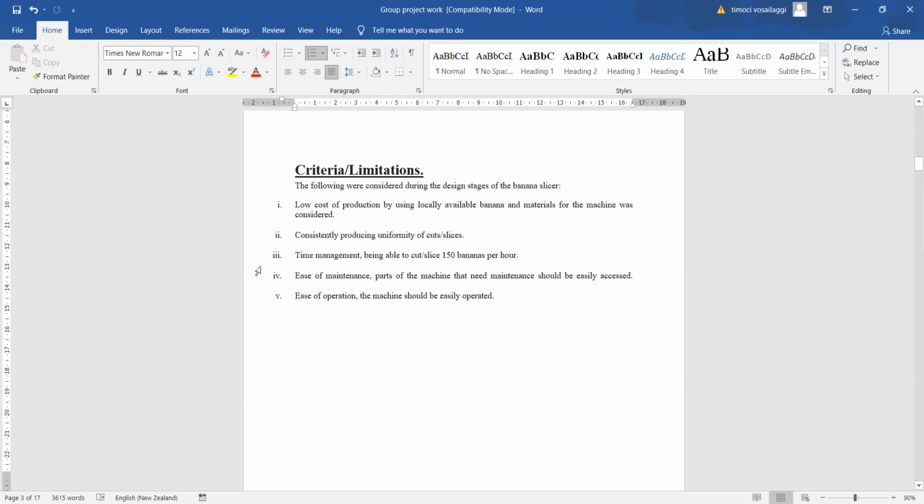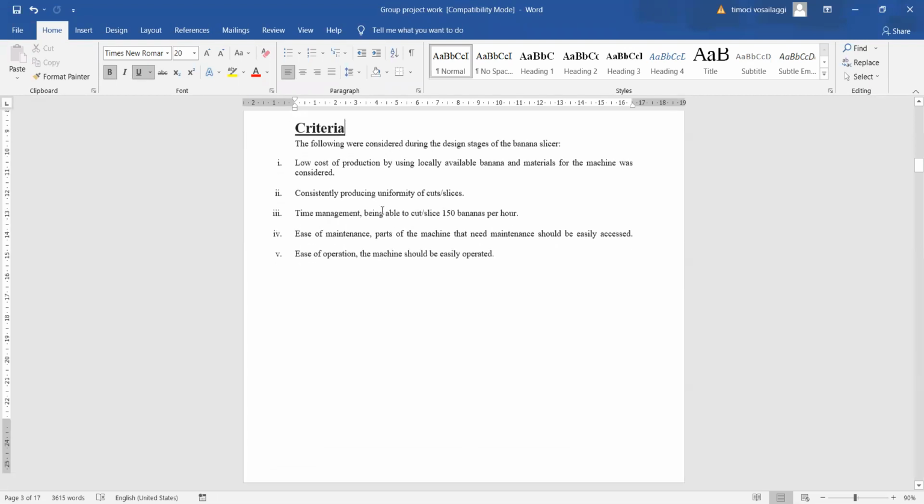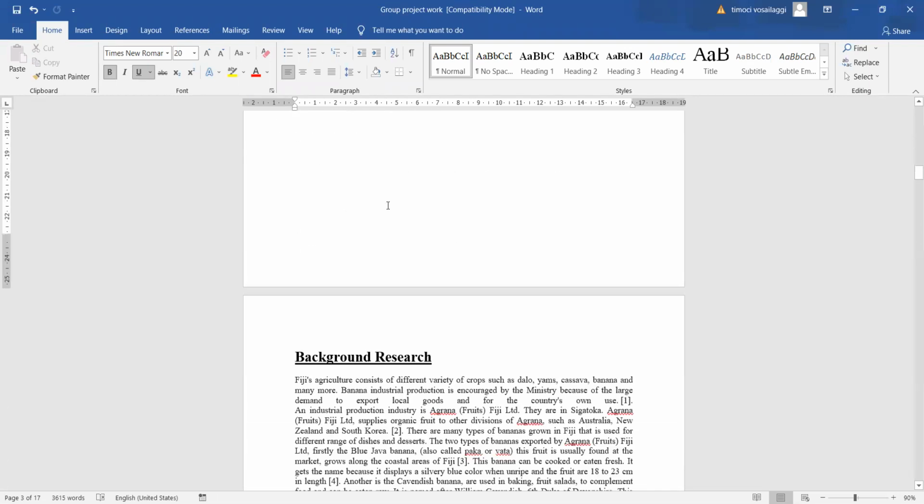So you have 5 criteria, I believe, but I don't see any limitations here. So you might want to build in some limitations. Background research.